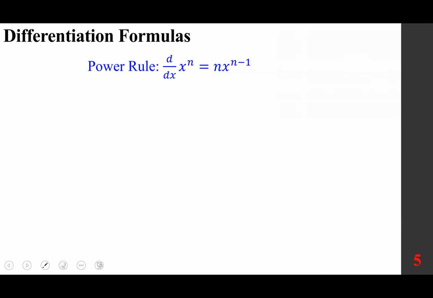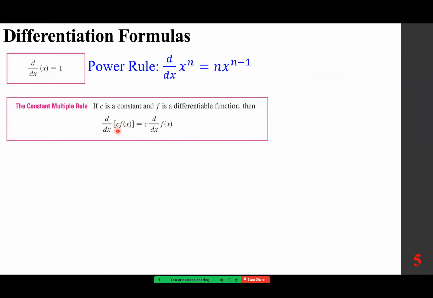Now, here's the power rule. The derivative of x to the power of n is nx to the power of n minus 1. Some of these formulas you already know, which means n becomes the coefficient and the exponent goes down by 1. And if you apply that to x, it becomes 1.